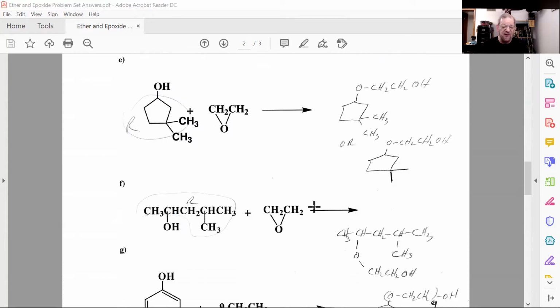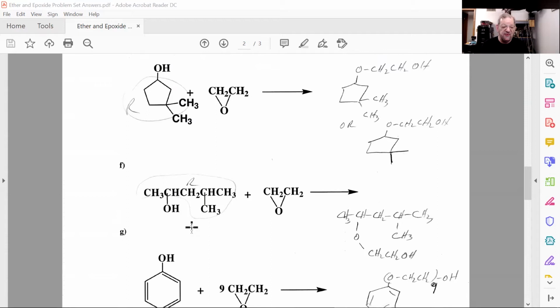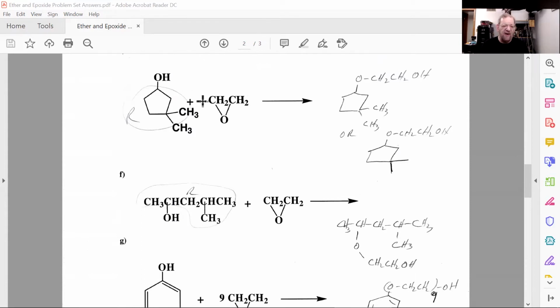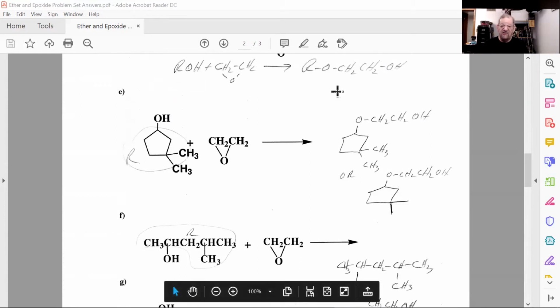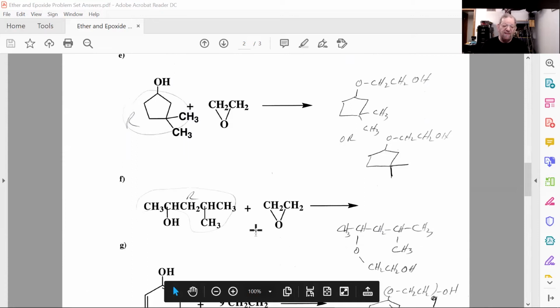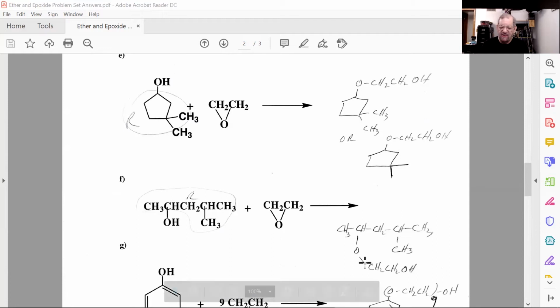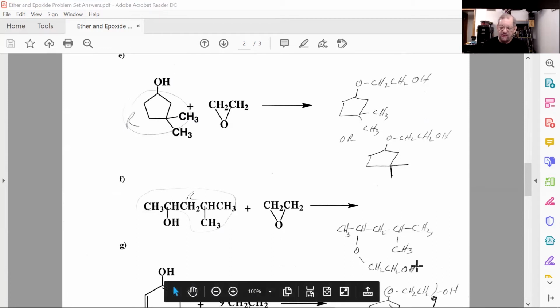And here for some overkill, I have this one in F. Now I got a really big R group, but what's different? Carbon with a hydroxyl group, alcohol, which is way up here. And now ethylene oxide, ether alcohol, what's R? This whole big thing I have circled. The carbon with the hydroxyl group will be bonded to an oxygen, CH2, CH2OH.